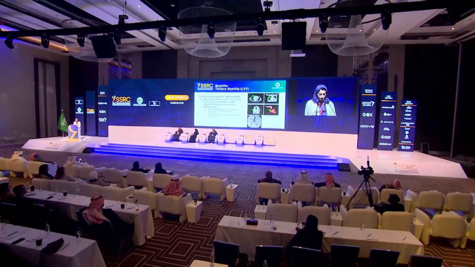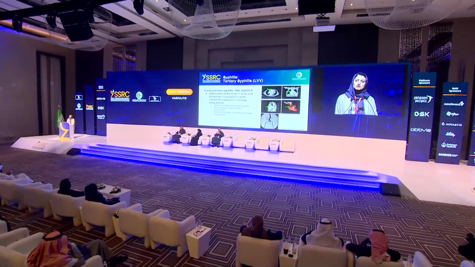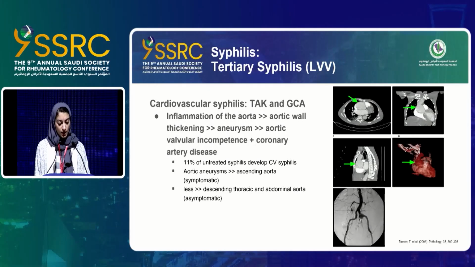Tertiary syphilis could mimic large vessel vasculitis, and a subtype of tertiary syphilis is cardiovascular syphilis, which can mimic Takayasu arteritis and giant cell arteritis. It can lead to inflammation of the aorta and its main branches that will cause thickening of the aorta, aneurysm formation, and aortic valve incompetence. Around 11% of patients with untreated syphilis will eventually develop cardiovascular syphilis.